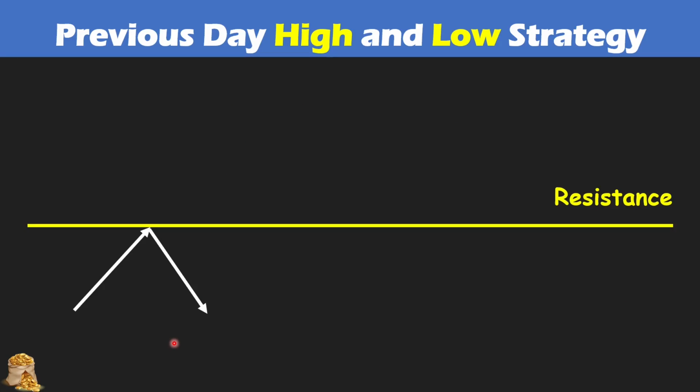Now let's go to the second trading strategy, breakout. So assume that this is the resistance. The market respects it. You can see that.